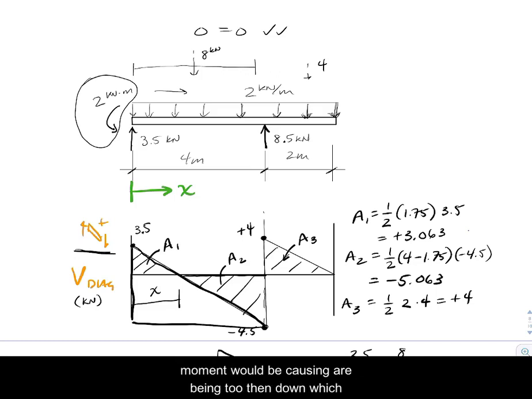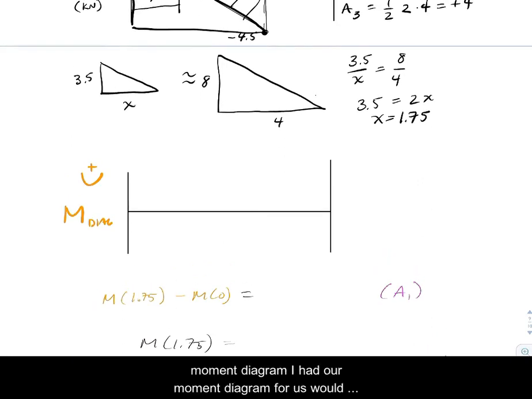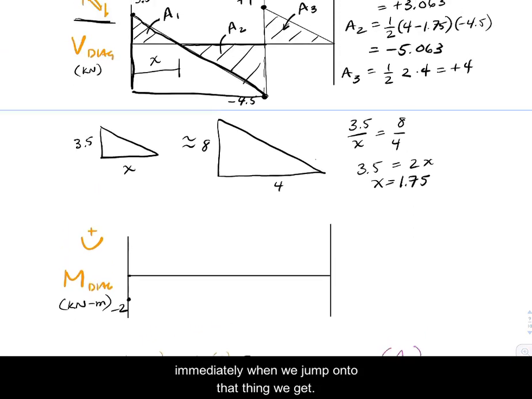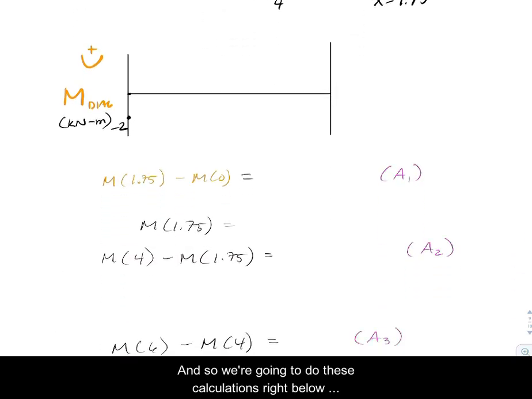That applied moment would be causing our beam to bend down, which would be negative, right, or an unhappy face. So if we look at our moment diagram, it first would have units of kilonewton meters. And immediately when we jump onto that thing, we get a value of -2. And so what we're going to do is use these areas up here, A1, A2, and A3. And so we're going to do these calculations right below down here.